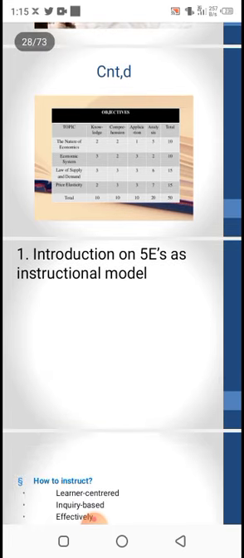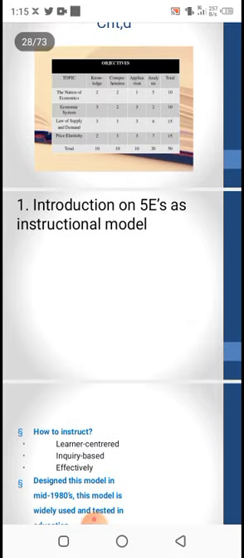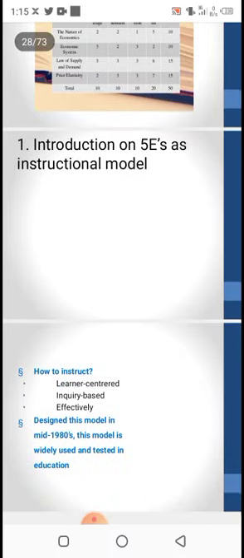After the specification table, let's continue with an introduction to the 5 E's as an instructional model.